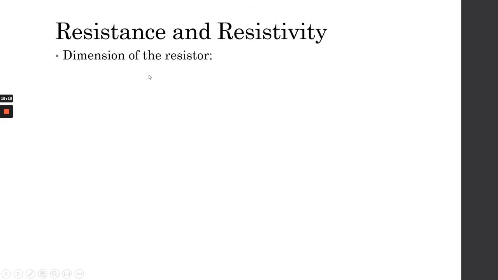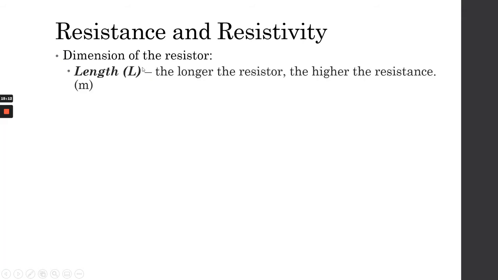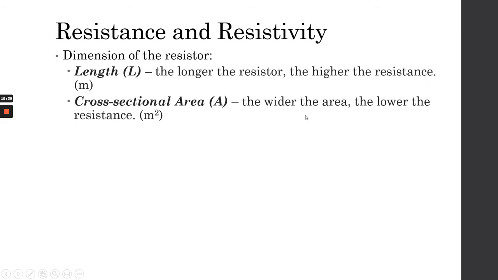So again, ito yung mga factors na nag-affect ng ating resistance. One is the length. The longer the resistor, the higher the resistance. So kung mas mahaba yung wire or kung mas mahaba yung resistor, mas tumataas yung resistance kasi mas mahaba yung kailangan i-travel ng charge natin or yung electron. Since mas mahaba yung resistance, mas matagal siya ma-expose dun sa resistor, therefore mas mataas yung resistance.